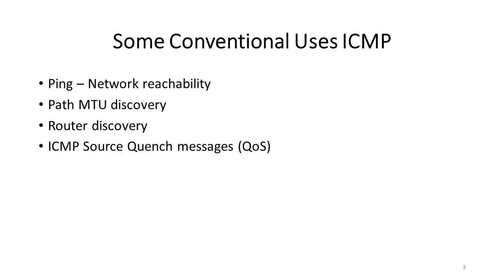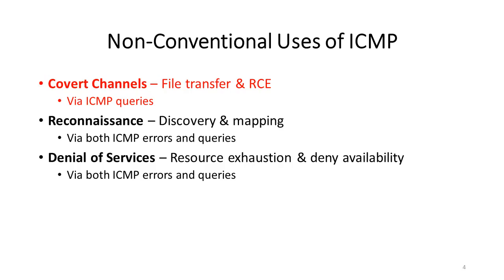So there are a lot of uses for ICMP, and definitely a lot of good things you can use it for in your network. But at the same time, there are a lot of non-conventional uses of ICMP, and that's the main topic of this presentation. One of the major use cases of ICMP, which is usually overlooked, is using tunnels of ICMP, creating covert channels.